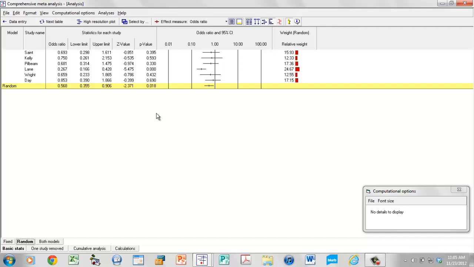In future videos, I'm going to show advanced versions of this that show you, for example, how to bring moderators into this table, how to do a subgroup analysis where you compute the mean effect or the common effect for one group of studies versus another, how to do things like meta-regression, publication bias, and so on. Those are on other videos, and I invite you to have a look at those as well.